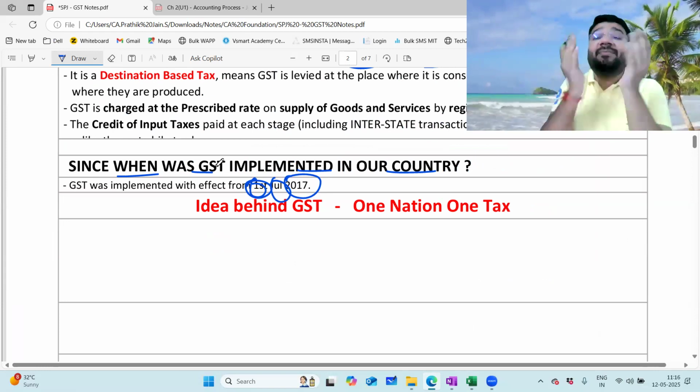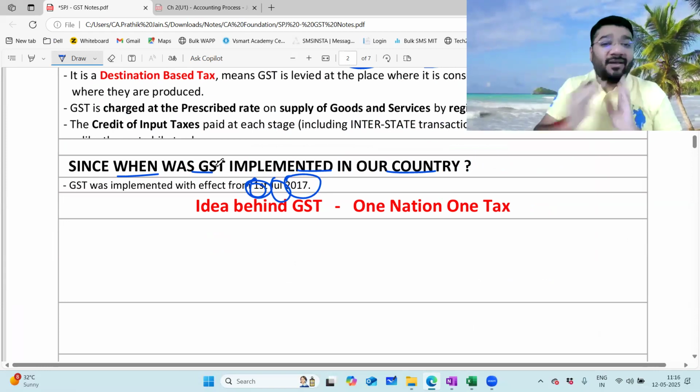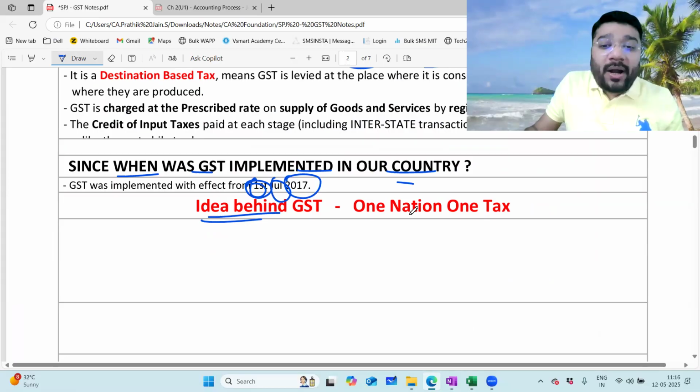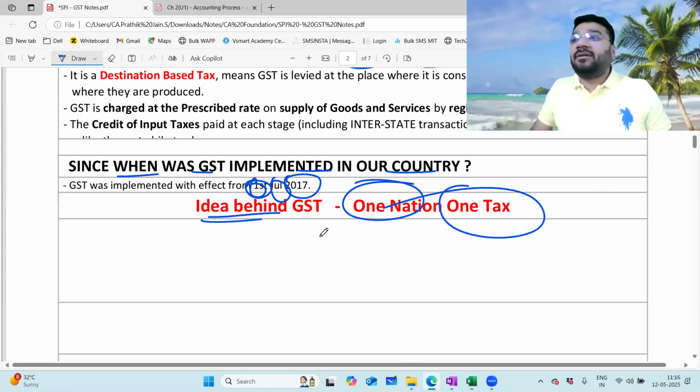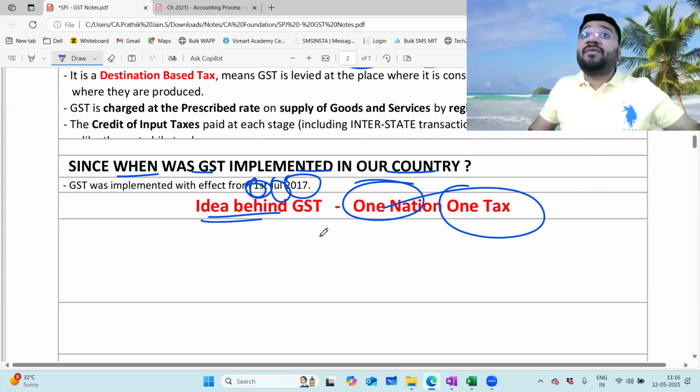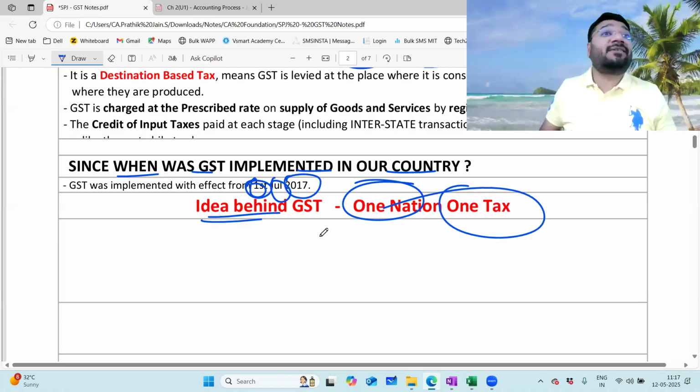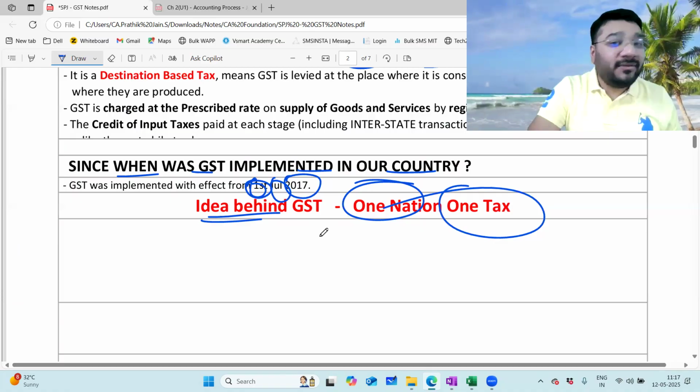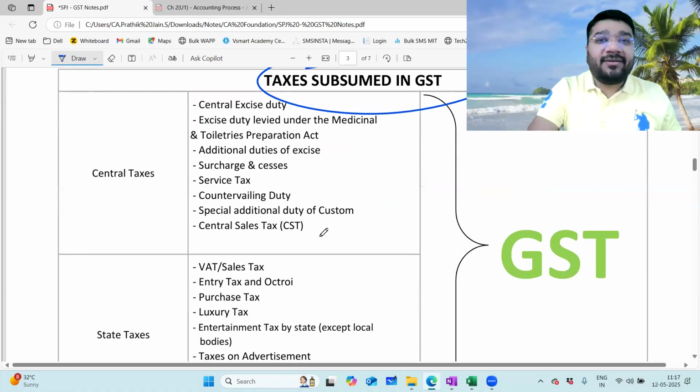Sir, why did GST come? The idea behind GST was one nation, one tax. So are you trying to tell me, sir, that before GST we had multiple taxes? The answer is yes. You know how many taxes there were? List.